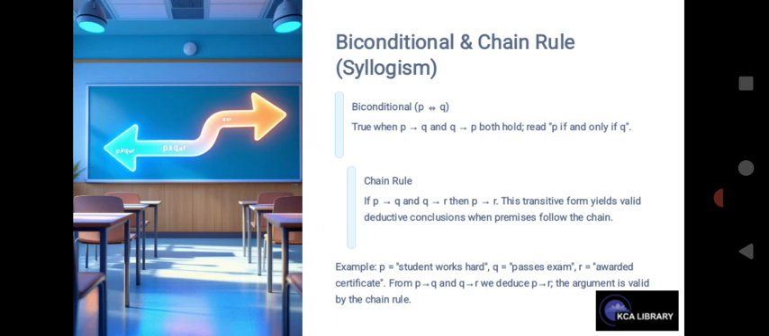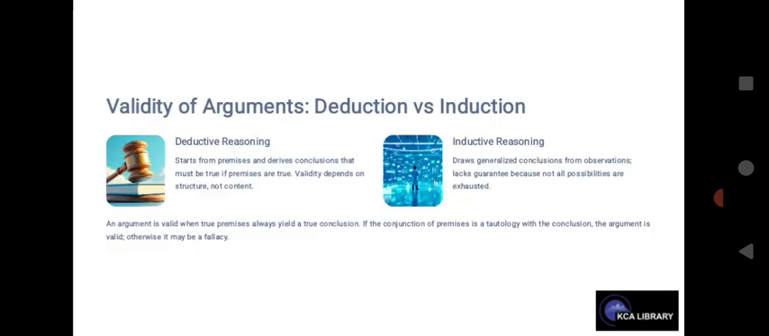For instance, if P means student works hard, and Q means passes exam, and R means awarded certificate, so from P implies Q, and Q implies R, we can quickly deduce that P implies R. So it means that students work hard, so they are awarded certificates. So that is what it means. So we use it for deduction a lot. So the argument is valid just by chain rule.